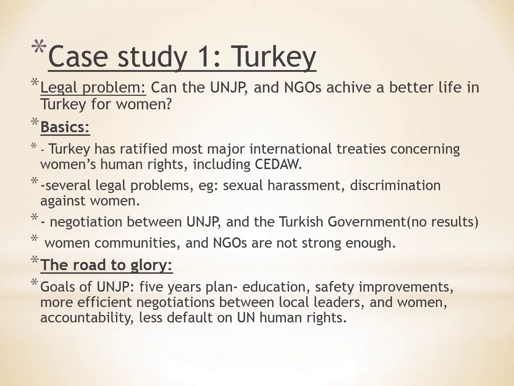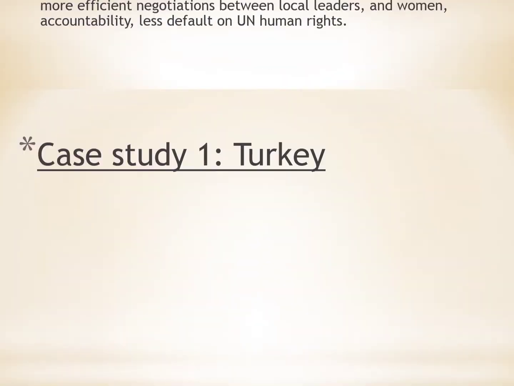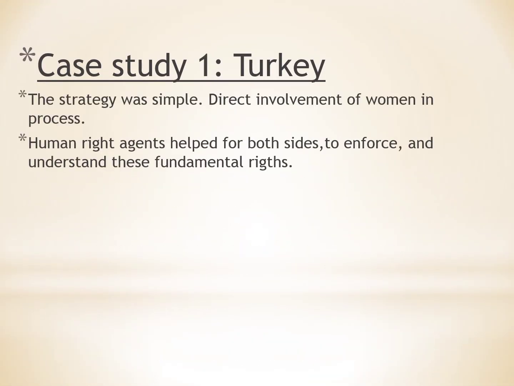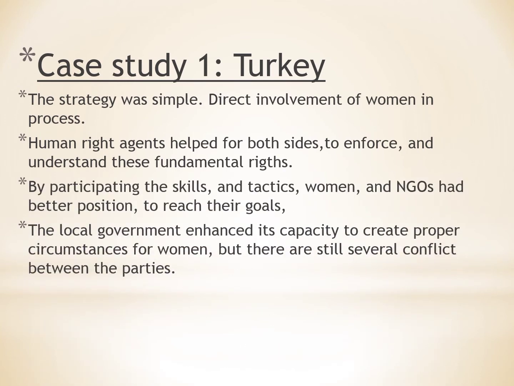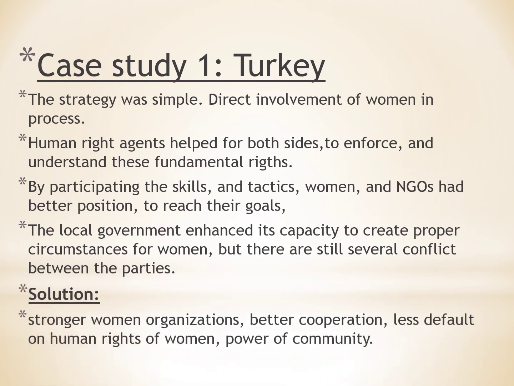So the UNJP decided on a 5-year plan which involved education, safety improvements, more efficient negotiation between leaders and women, and less default on human rights. The strategy was simple: direct involvement of women in the process. They acquired agents and activists to help both sides enforce human rights and understand their purposes. Over time, thanks to the skills they learned, women and NGOs had a better position to reach their goals, and the local government enhanced its capacity to create proper circumstances for women, but there are still conflicts. And the solution? Stronger women's organizations appeared, better cooperation between parties, and less default on women's equality.